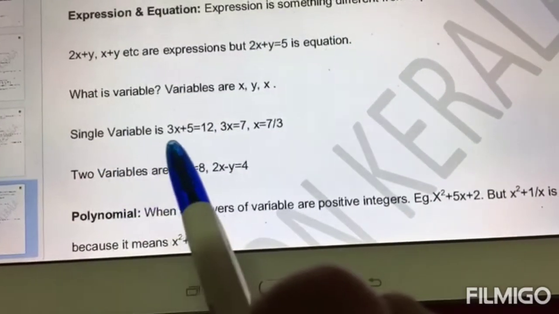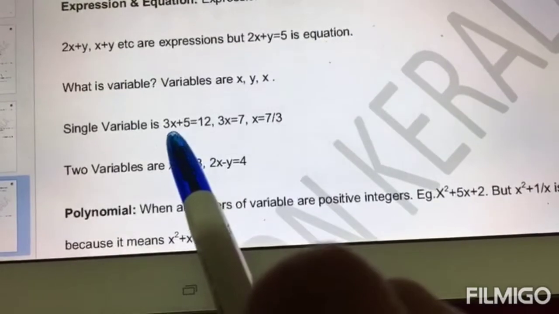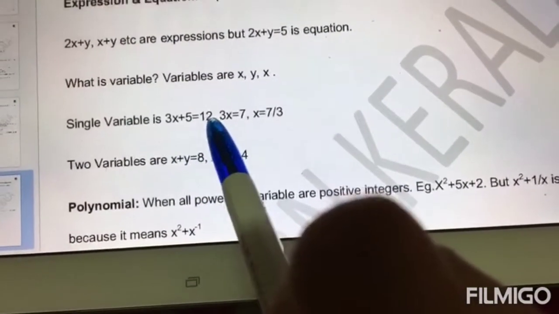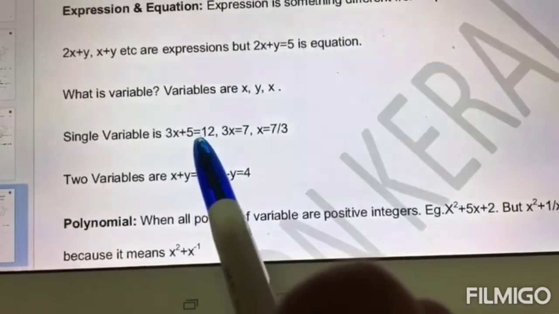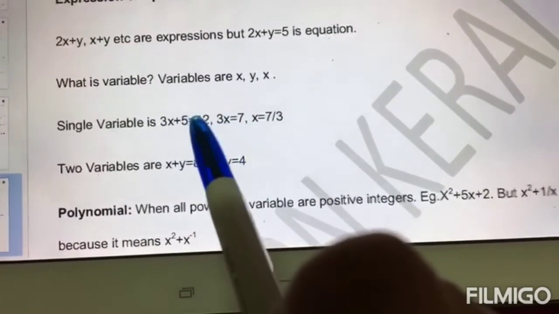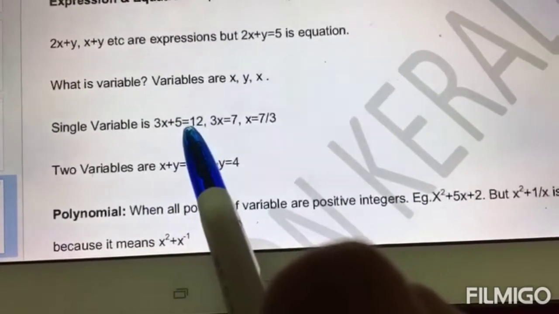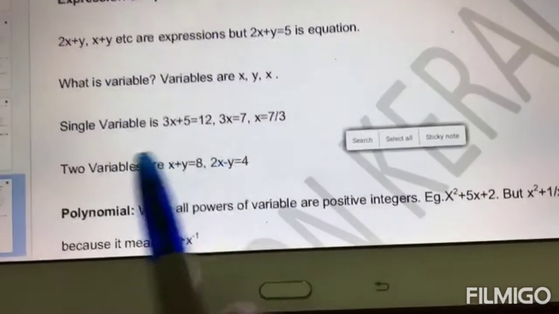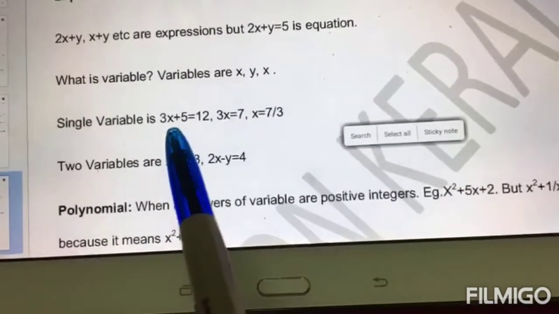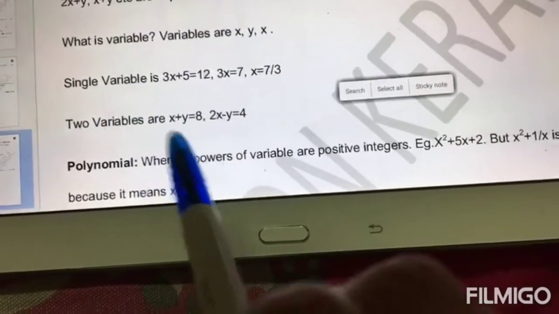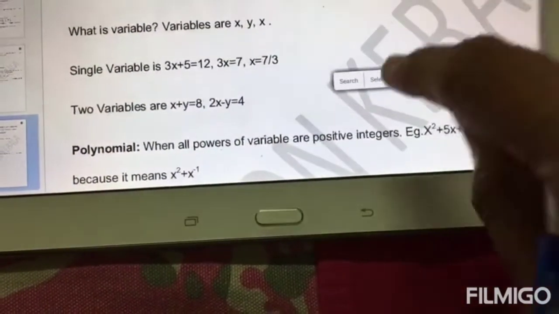Now a single variable is basically, for example, if we are given an equation, is this an equation or an expression? This one, it is an equation. Why? Because it has an equal to sign. It is connecting an expression and a number with an equal to sign, therefore it is an equation. So x here is a variable because we don't know the value of x. We have to find the value of x. So when we solve for x, you get 7/3. Okay, this is just talking about one variable.